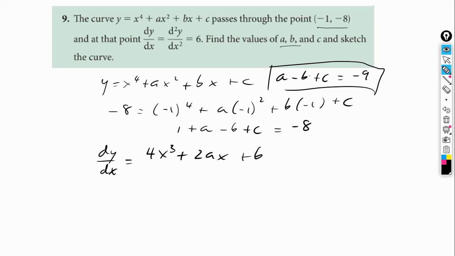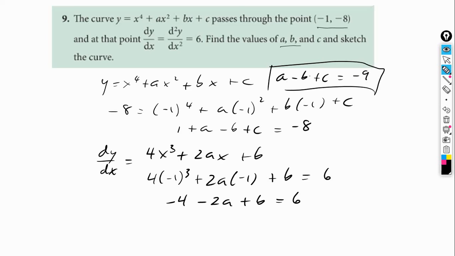So when x is -1, notice I substitute x with -1, the first derivative equals 6. So from here, we're going to find the second equation. So this is going to be -4 minus 2a plus b is equal to 6.